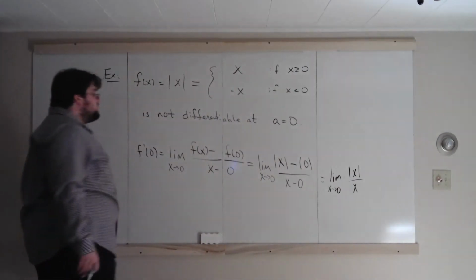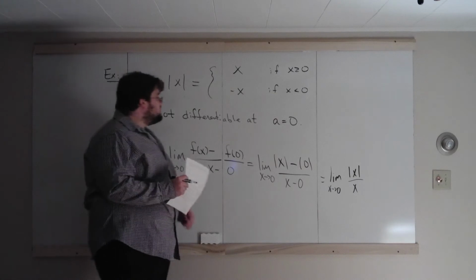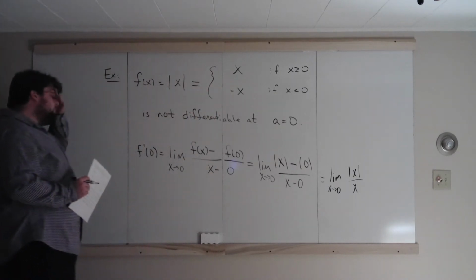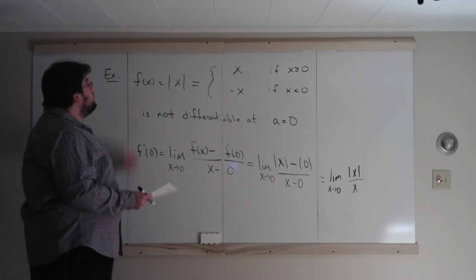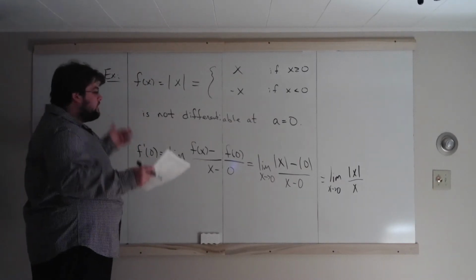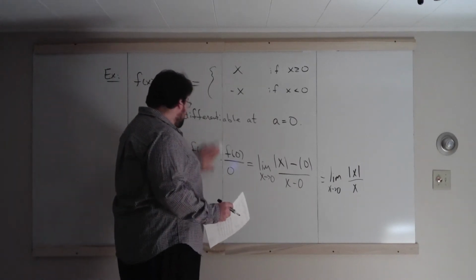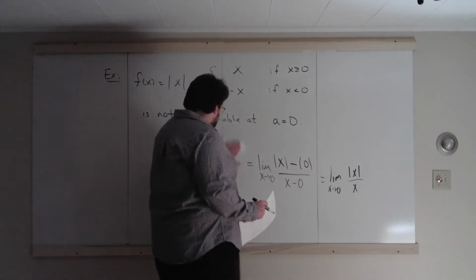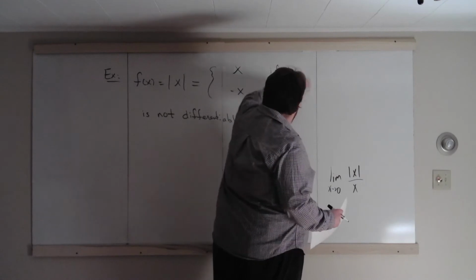So now what we need to show is that that limit does not exist. If we show that that limit does not exist, then we will be able to conclude that the absolute value function is not differentiable at 0. And then we will be able to conclude the absolute value function is not differentiable. And then we'll be able to conclude that there is a continuous function which is not differentiable. And we know this is continuous because we've seen its graph before.